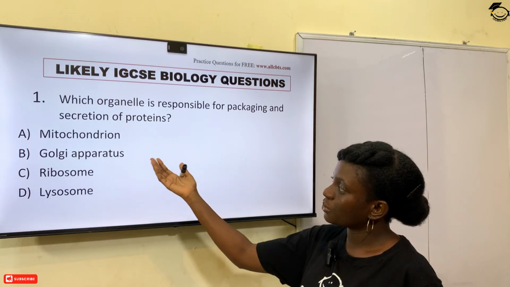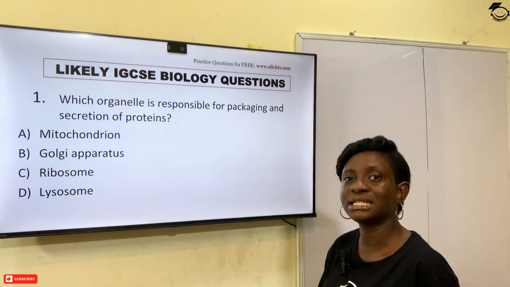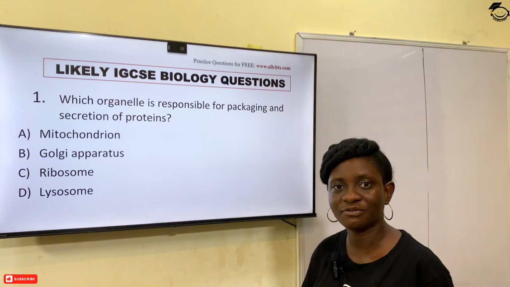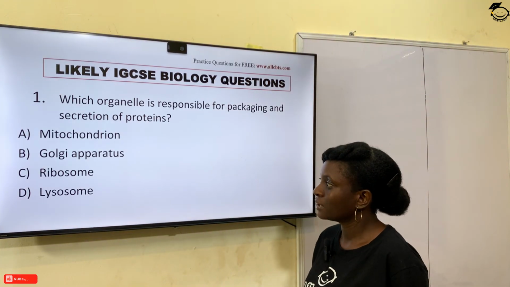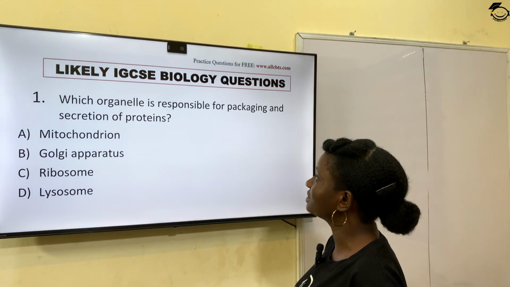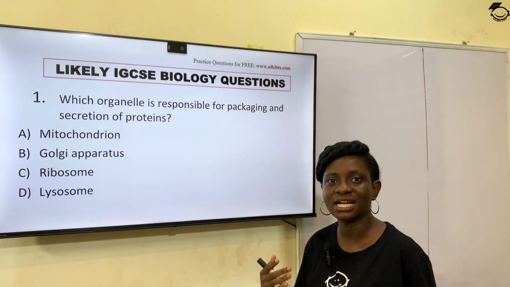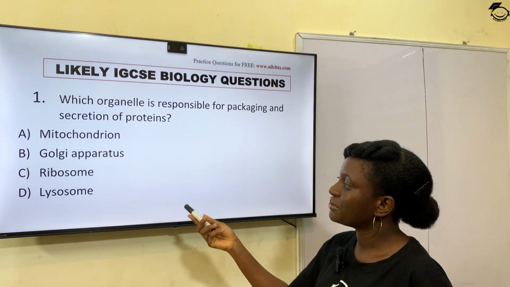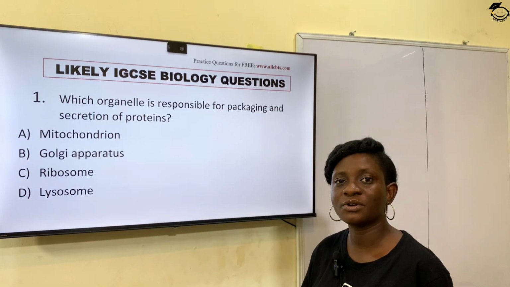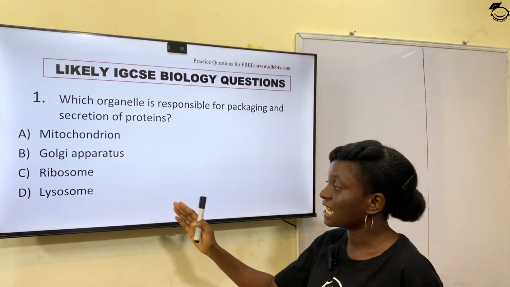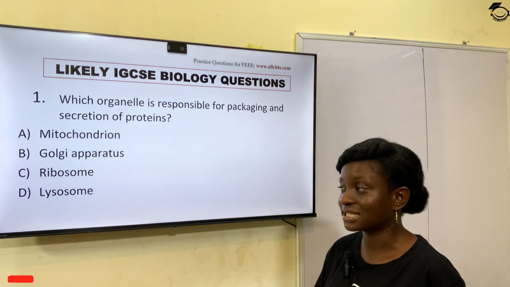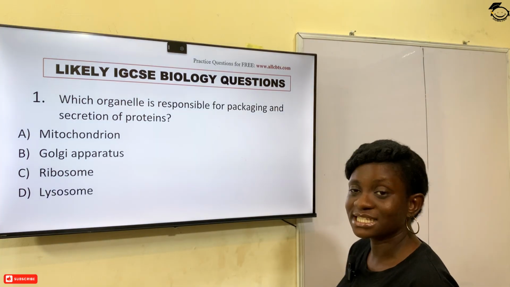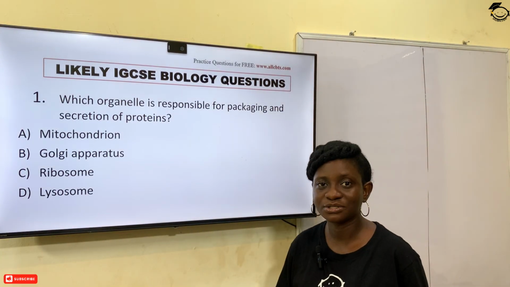We look at mitochondria, which is mainly for generation of power, that's ATP. So Golgi apparatus is responsible for packaging and secretion of protein, while ribosome is involved in protein synthesis and lysosome digests enzymes. So the correct answer is Golgi apparatus, option B.